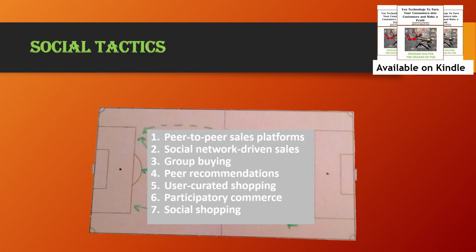User-curated shopping is shopping sites focused where users create and share lists of products and services for others to shop from. Next one is participatory commerce, and these are consumers become involved directly in the production process through voting, funding, and collaborative designing of products. And then social shopping. These are sites that attempt to replicate shopping offline with friends by including chat and forum features for exchanging advice and opinions.